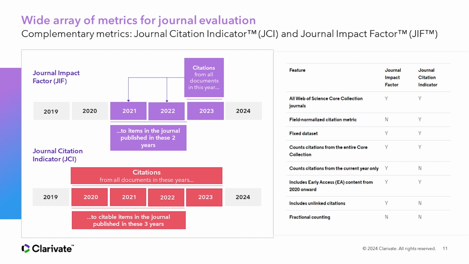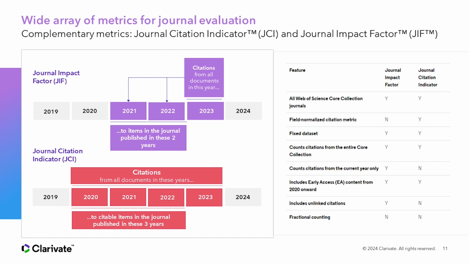Journal citation indicator is normalized. So looking at just journal citation indicator, if it's above 1, the journal accumulates more citations than journals in the category. So you have 1 as a baseline. Whereas with journal impact factor, you don't have a baseline. So you would need to go into the category and look at the rank of the journal and see if it's in the top 10, top 20, and so on.